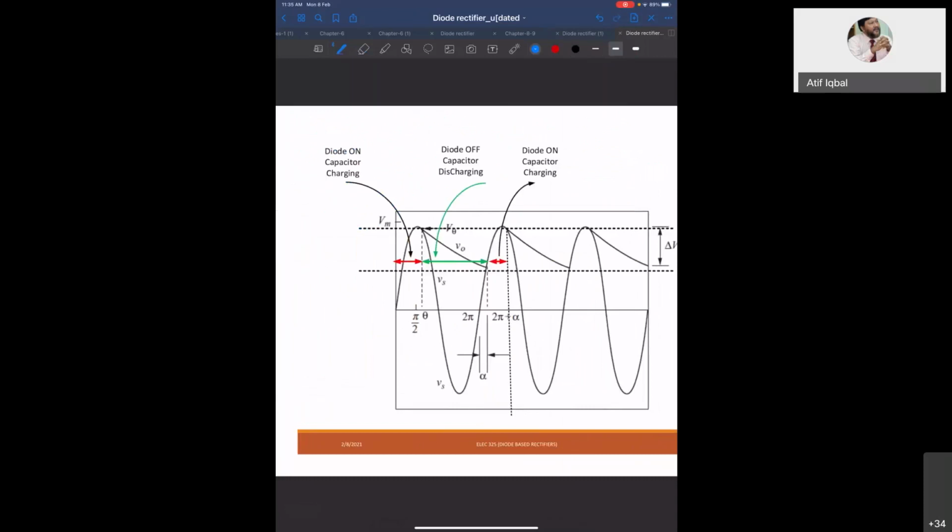So you see, if there was no capacitor, then how the voltage will be at the output? Output voltage will be like this. Then it will be 0, and then it will be like this. This is the voltage if there is no capacitor.